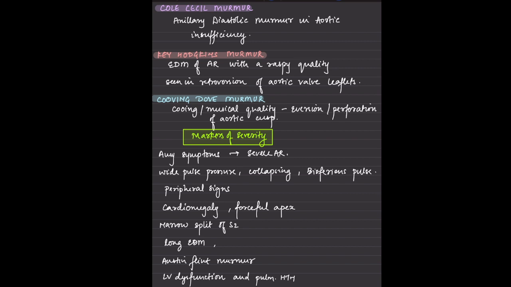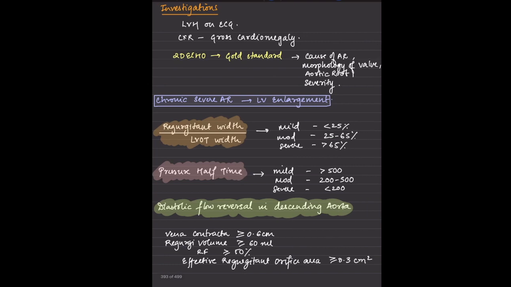Okay. So any of the signs of severe AR: there should be a wide pulse pressure, a collapsing and bisferiens pulse. Peripheral signs would be present, cardiomegaly, forceful apex, then there is a narrow split of S2, early diastolic murmur, Austin Flint murmur, left ventricular dysfunction and pulmonary hypertension. For the investigation, we all know there would be LVH and cardiomegaly, and then 2D echo, of course, will be saying it all.